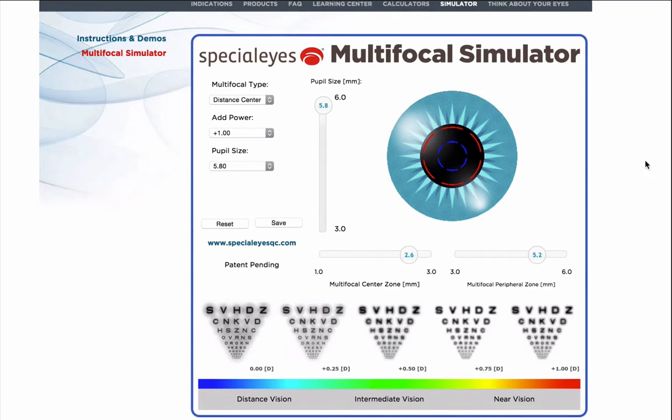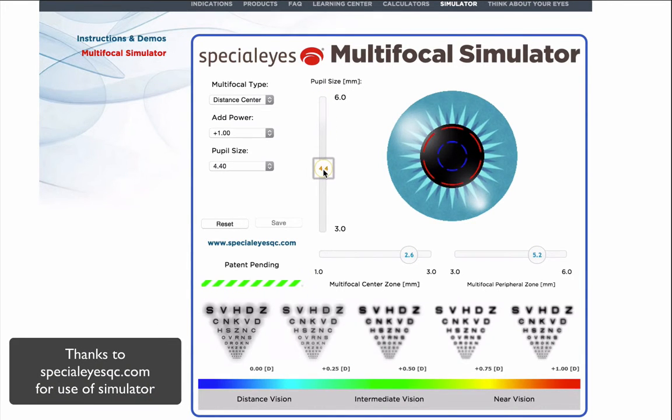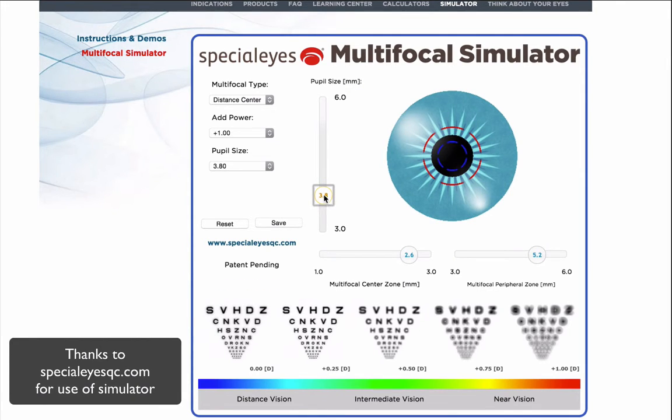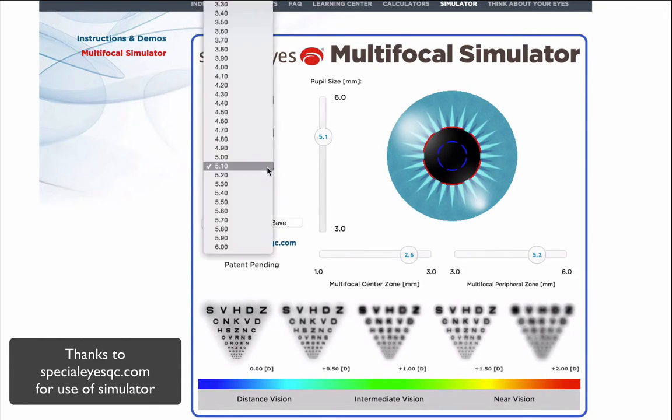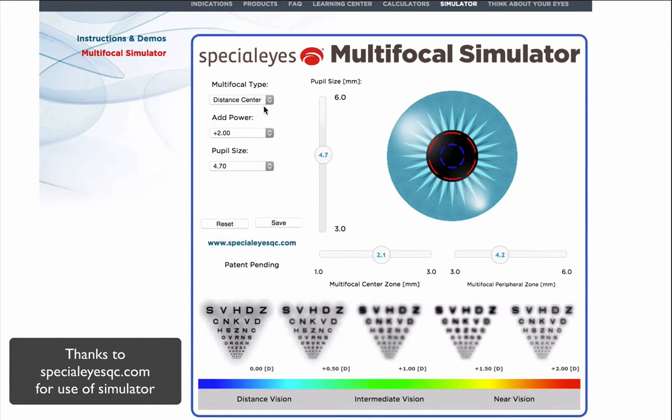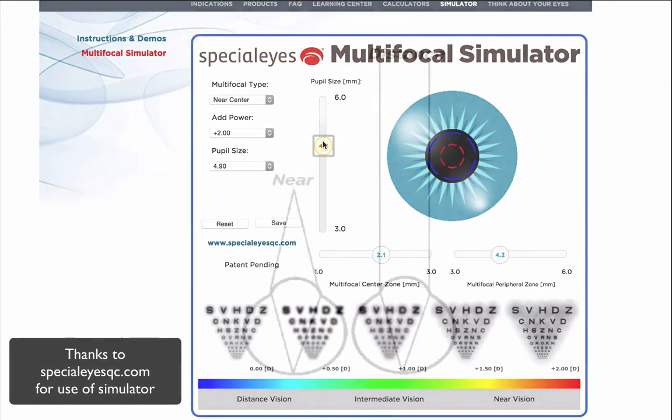Other tools are available that allow us to understand more about our patient's vision with the varying amounts of pupil diameter and add powers that they may have. This simulator here allows us to see the visual acuity changes that will happen by increasing the power or changing the zone size of the patient's contact lenses. These types of tools from our industry supporters allow us to have a better understanding early on of what the level of compromise may be for our patient's vision.